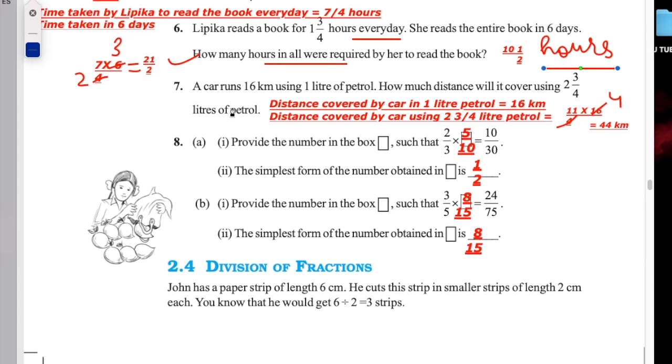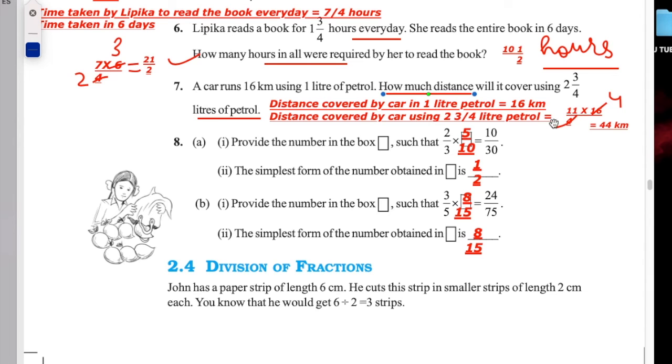Now the 7th. A car runs 16 km using 1 liter of petrol. How much distance will it cover using 3 by 4 liters of petrol? See, you will write the statement. Always in a statement sum, you will start with the statement. And how do you start the statement? You see what you have to find out. You have to find out how much distance. So you will start your statement with the word which you have to find out. So you will write: distance covered by car in 1 liter petrol is 16 km. So the distance covered by car using 3 by 4 liter of petrol.